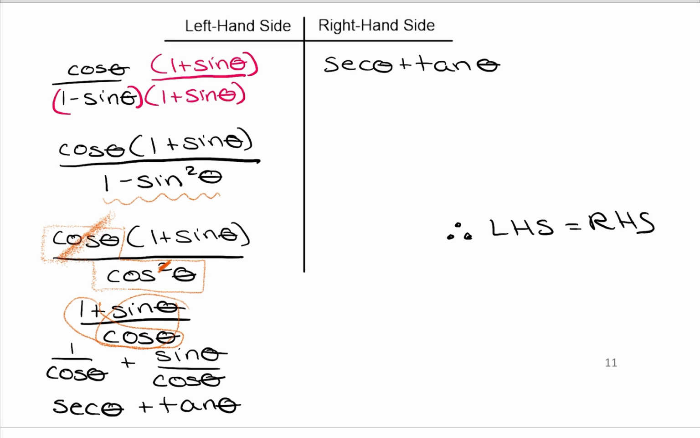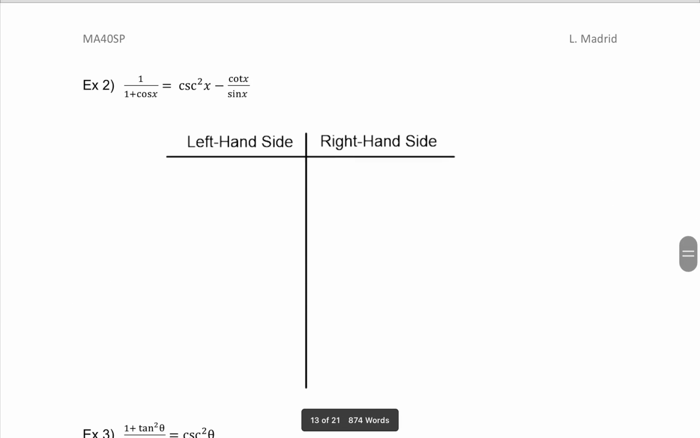Again, like I mentioned, this is just really something that's going to come with practice. There's more than one way to do it as well. So you might have chosen to start with the right-hand side and worked with that. Maybe introduce some of your secant and tangent Pythagorean identities, and that's fine as well. All right, let's try example 2.